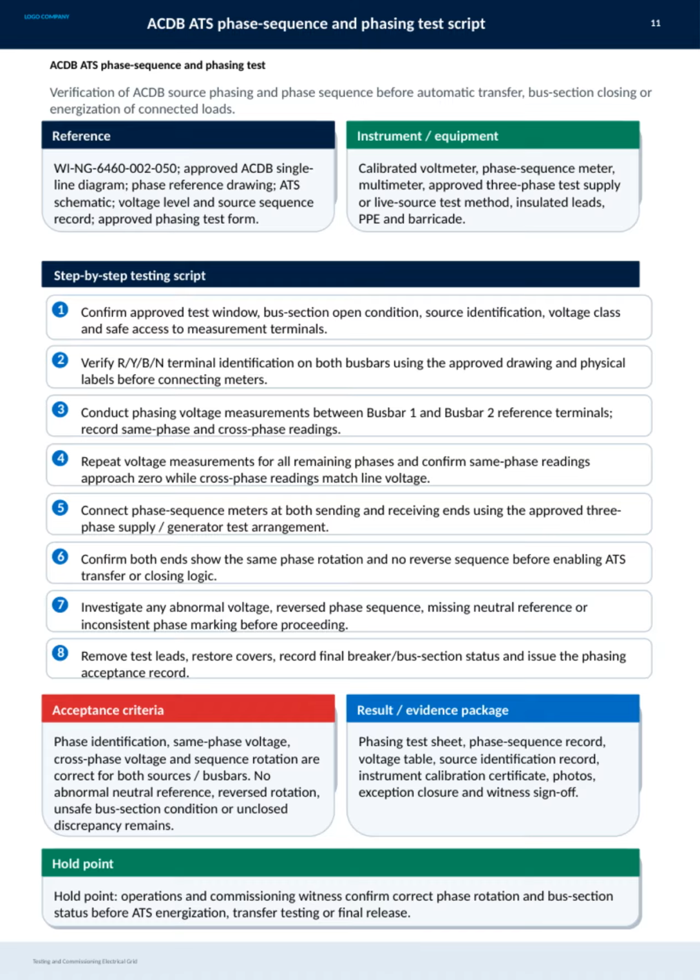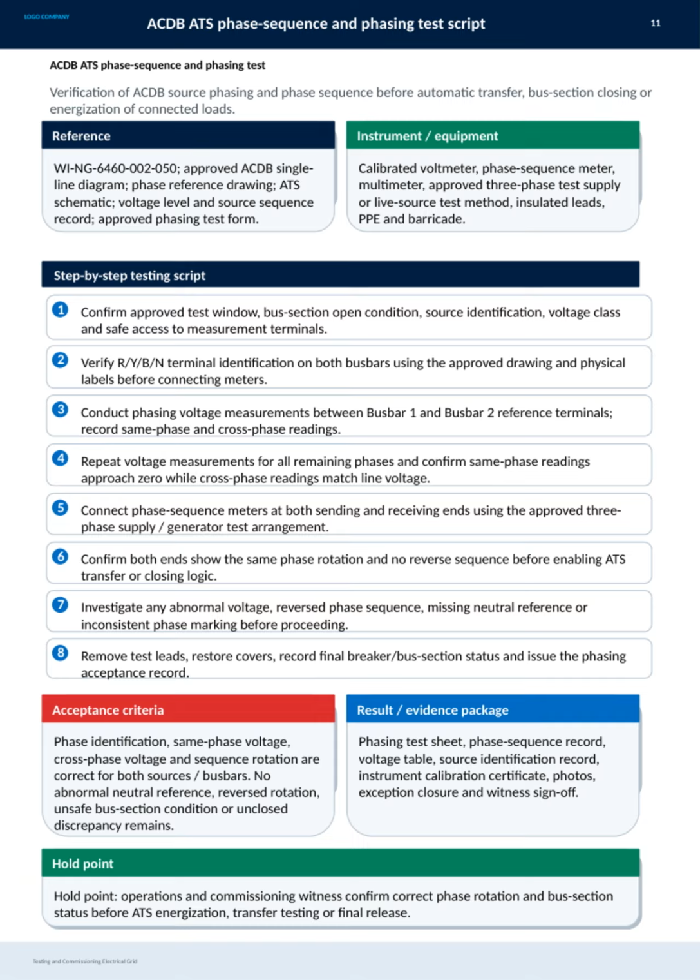First, confirm the approved test window and safe conditions. Next, verify terminal identification on both bus bars to avoid any confusion during testing. Then, conduct voltage measurements between the bus bars, ensuring that same-phase voltages approach zero, while cross-phase voltages correspond to line voltage. Following these measurements, connect the phase sequence meters at both ends using the approved test supply.